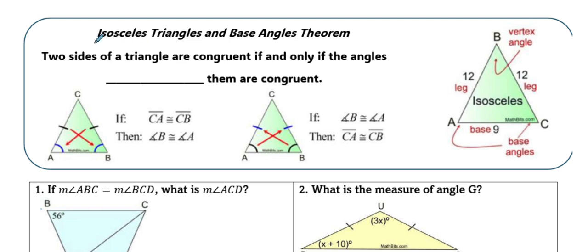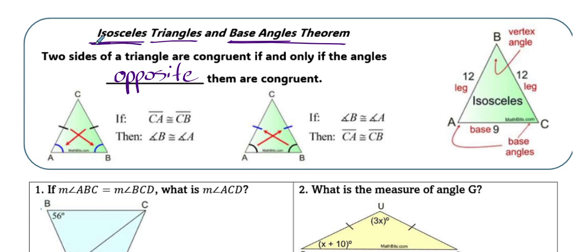Alright, here we're going to learn about isosceles triangles and their base angles, or the base angles theorem. So the base angles theorem says that two sides of a triangle are congruent if and only if the angles across from them, or opposite them, are congruent. This is true in any isosceles triangle.